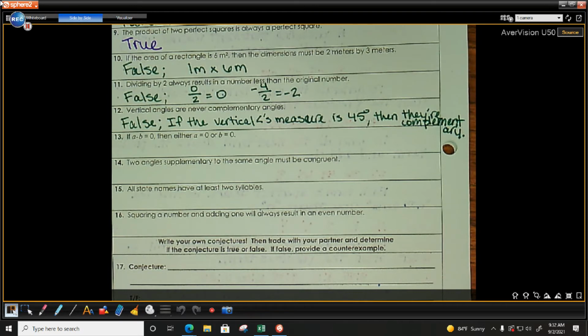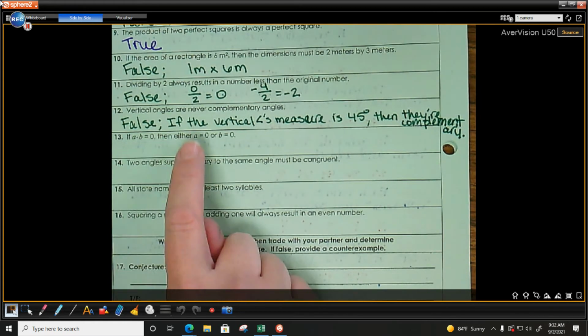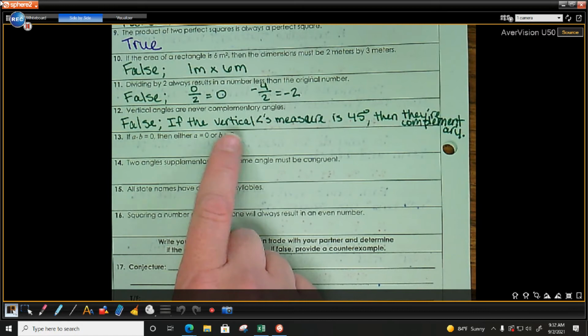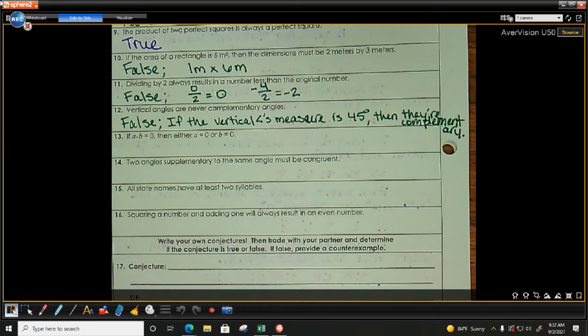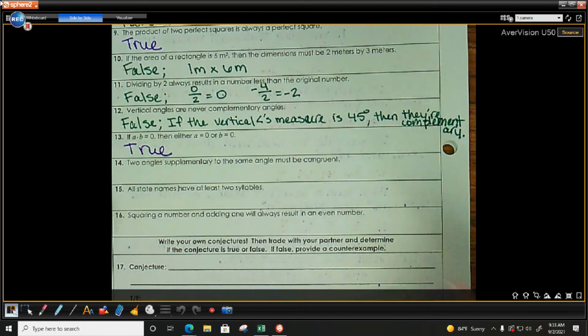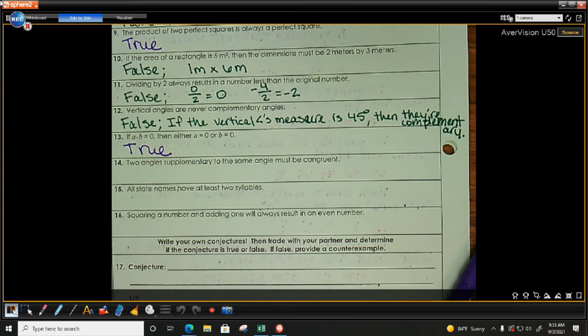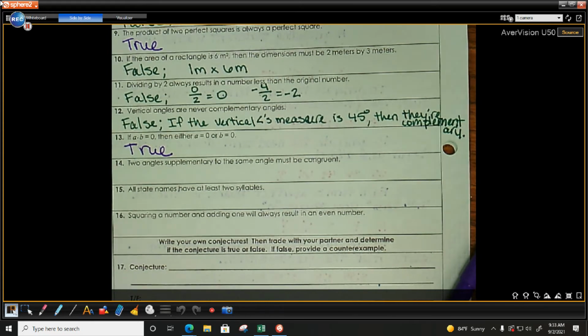Okay, 13, if A times B equals 0, then A equals 0 or B equals 0. Is there any way to multiply two things together and get 0 other than one of the two factors being 0? No. No, so is this true? Yes, one of them has to be equal to 0. You learned that in algebra. That was called your zero product property. Okay, if you have two things multiplied together and equals 0, one of the two pieces has to be 0.